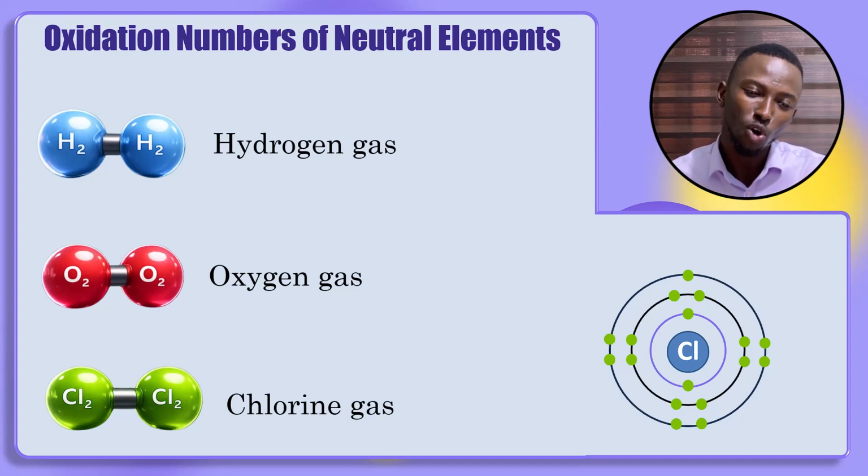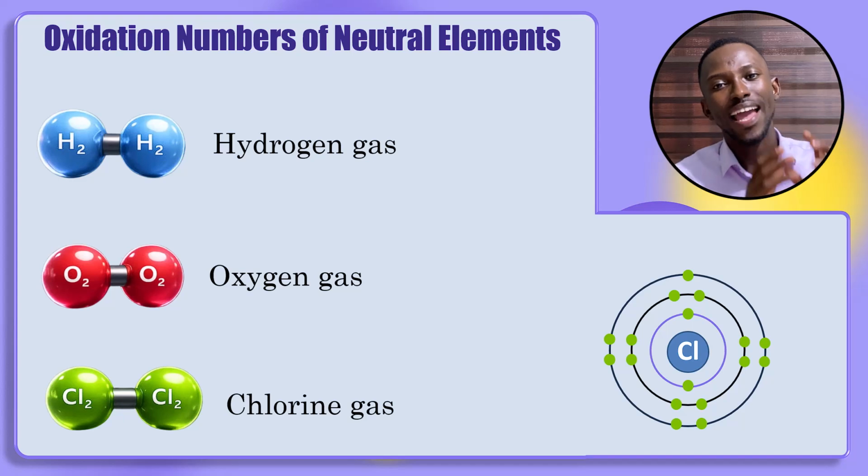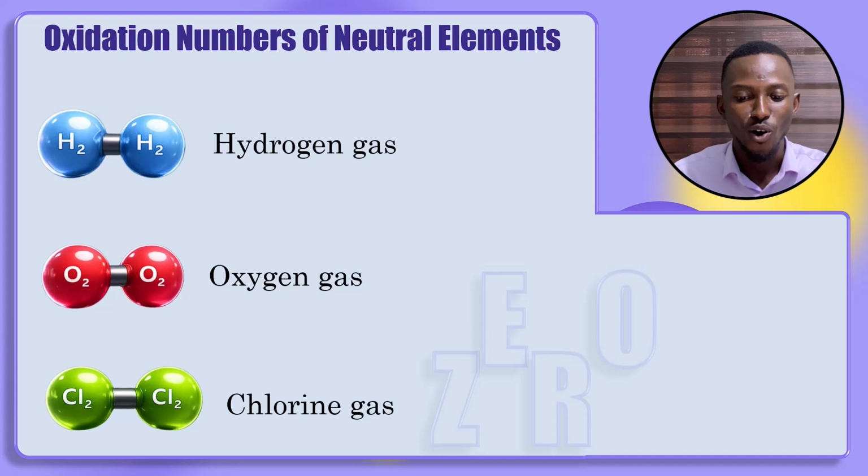So the bottom line is, when it comes to elements, we already know that elements are made up of atoms of the same kind. So when an element is existing in its neutral state, when it is not bonding with any other element, the individual atoms that make up the element will have an oxidation state of 0.